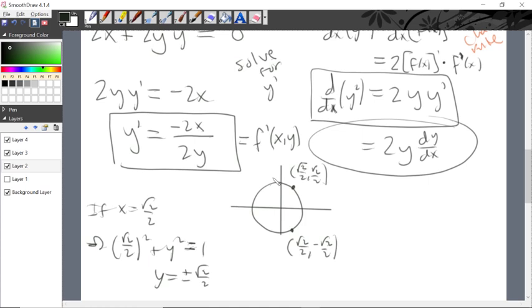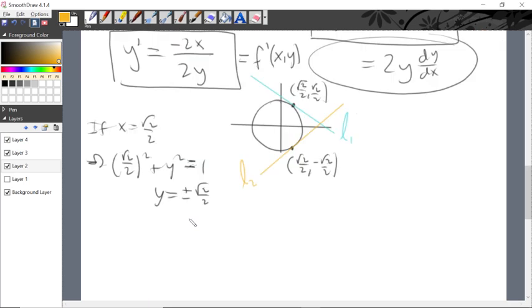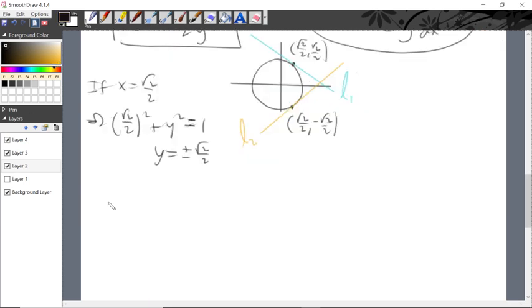And then if we wanted to find, let's say, the equation of this tangent line right here, I'll make this tangent line here a light blue, okay? I'll call this one L1. Let's find that. And then the equation of this tangent line here, okay, I'll call this one L2. And let's find those equations.